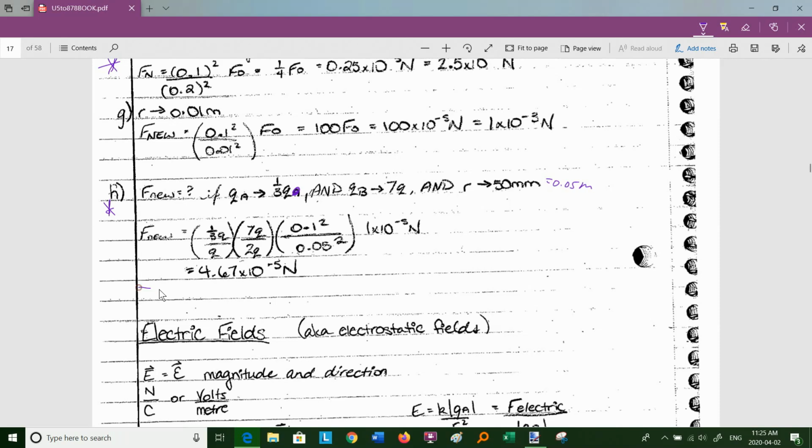So there you go. That is Coulomb's law, and look it over, and there'll be practice questions very soon on this. Okay? Have fun.